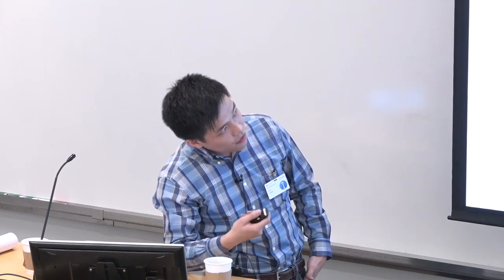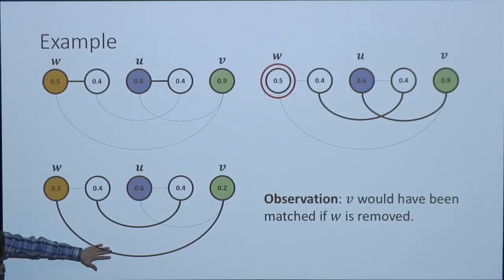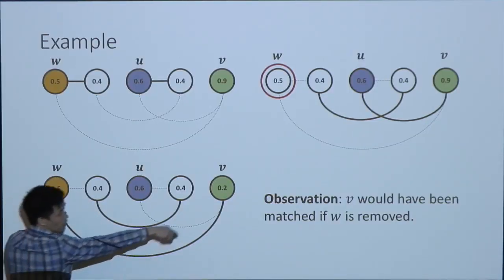And I would like to make an observation that w is really the cause of v's misery or the trouble of this pair uv, in the sense that if w was removed from the picture, then v is going to get matched even if its rank is horrible, it's 0.9. Why is that? Well, if w is removed from the picture, now what happened before use that line will be identical to this graph here with w matched to v.